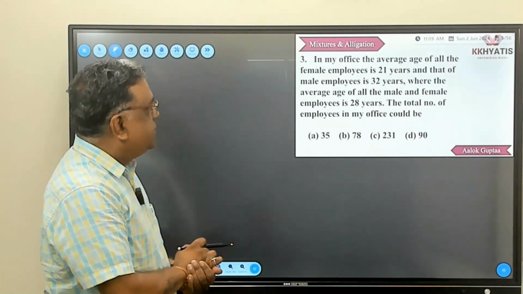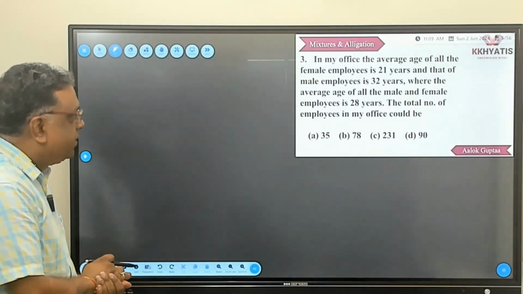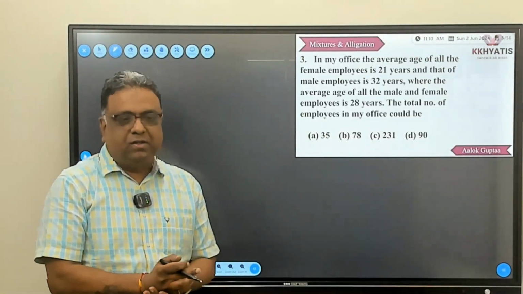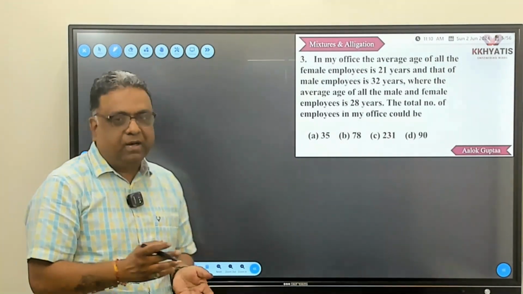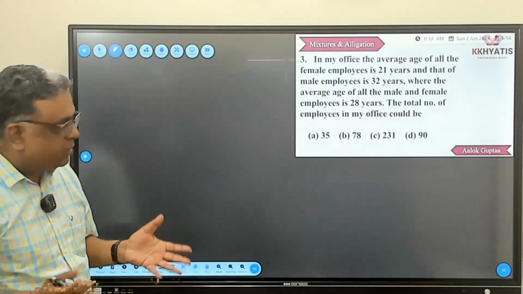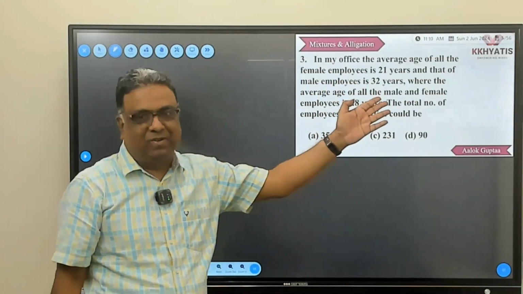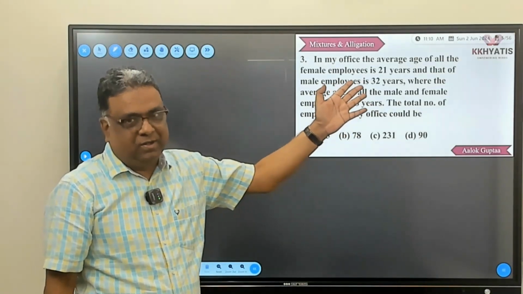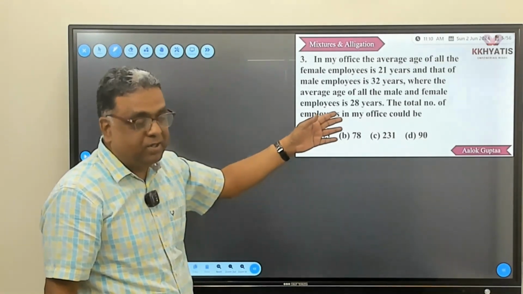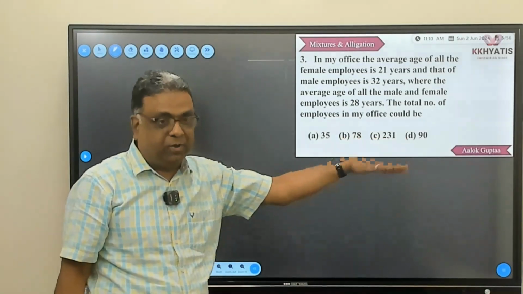In my office, the average age of all the female employees is 21 and that of male employees is 32. The average age of all the male and female employees together is 28 years. So now we understood this particular problem would require the concept of alligation. The total number of employees in my office could be... So you see here, they have not given you how many female employees and how many male employees. So that is unknown. So normally it would be very difficult to find the total number of employees. But here I think there is one catch, because I have been given the options. We'll try to figure out from the options.